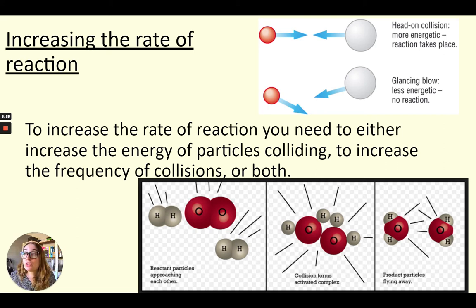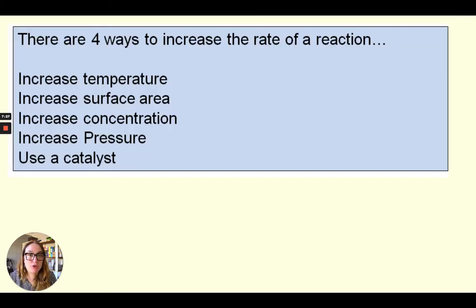And that can be to do with making the space they're in smaller. It can be to do with introducing more particles. It can be to do with making more available particles there to react. And the third thing we can do is a mixture of the two. So when we talk about increasing rate of reaction, we need to talk about increasing collisions and increasing the energy of those collisions. So now we're going to go through the different ways to increase the rate.